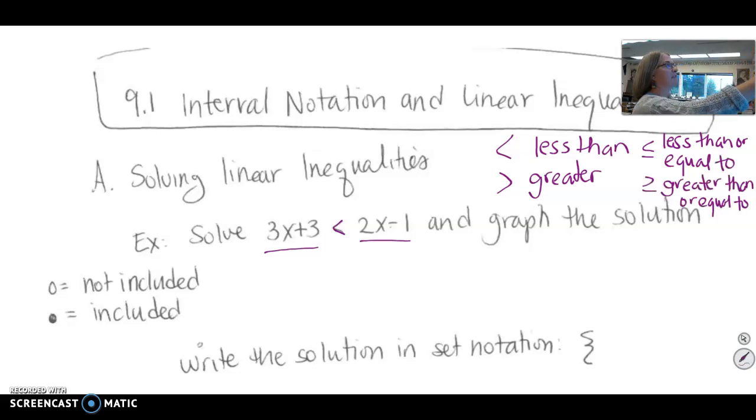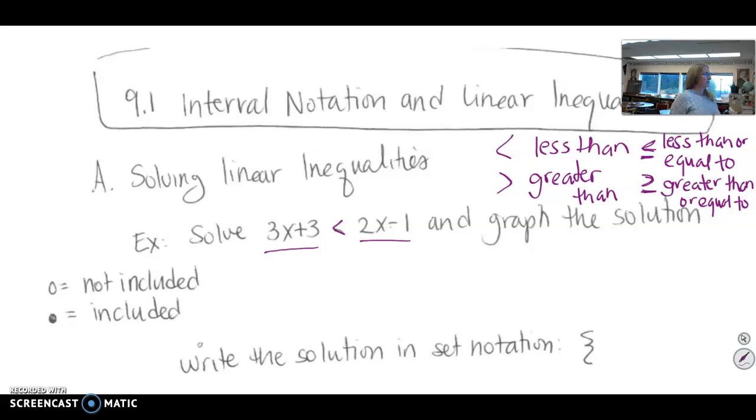So inequalities are going to involve less than, greater than, less than or equal to, which is when you have the bar underneath, or greater than or equal to, also with the bar underneath. So this is an inequality: 3x plus 3 is less than 2x minus 1. We're going to solve it and we're going to graph the solution. So I'm basically just going to be doing some examples in this video.